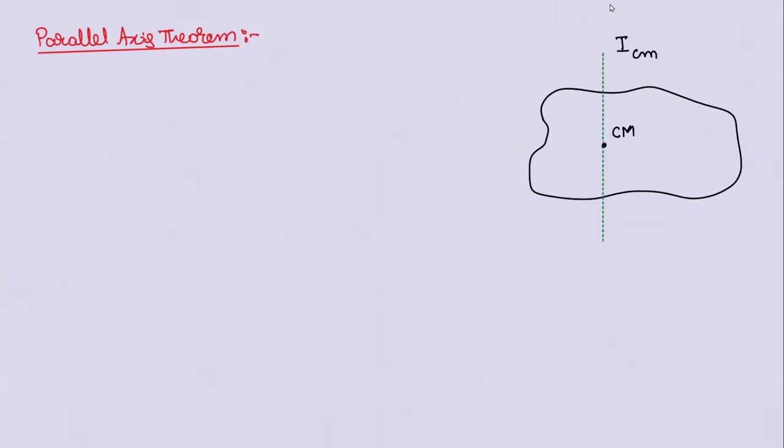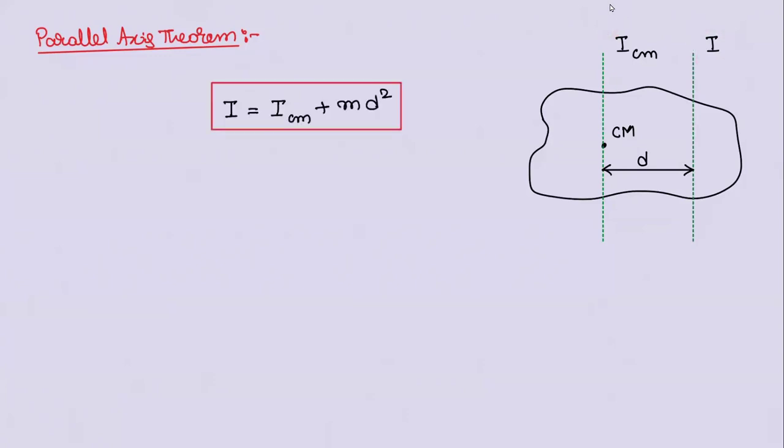Parallel axis theorem. Let us consider an object of any arbitrary shape, with the center of mass assumed here. We know the moment of inertia about the center of mass, I_CM. Now we want to find the moment of inertia about any other parallel axis, at a distance d. If you know the moment of inertia about the center of mass, then I is equal to I_CM plus M d squared, or vice versa. What is M? The mass of the object. What is d? The perpendicular distance.